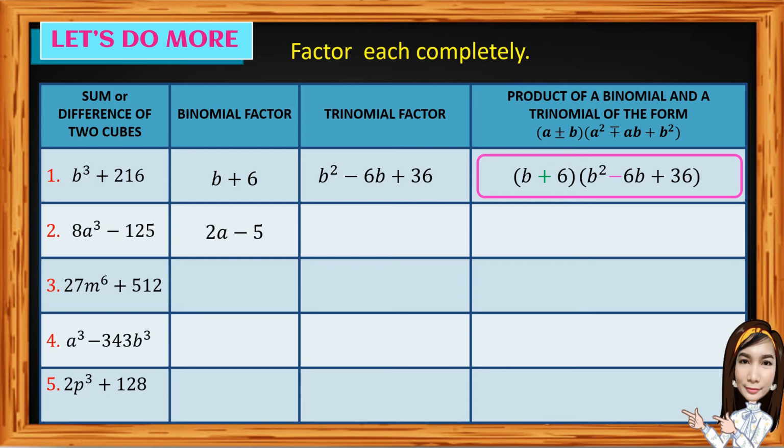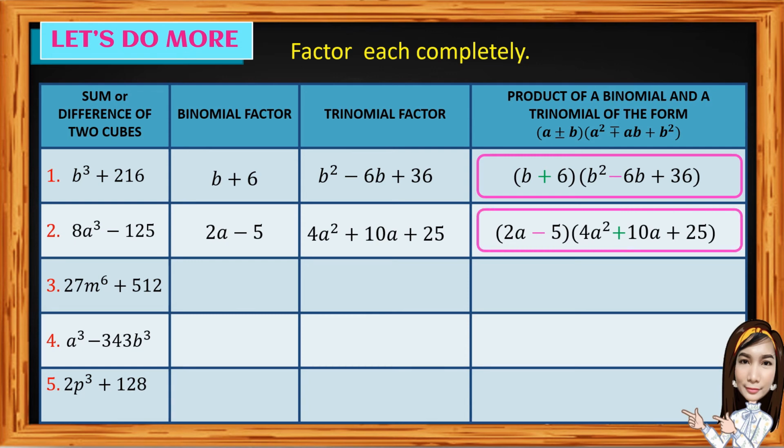Then for the trinomial factor, the opposite of minus is plus. Square the first term, 2a, we have 4a squared. Then multiply the first and the last, 2a times 5, we have 10a. Then square the last term, 5 squared is equal to 25. So the factored form is the quantity of 2a minus 5 times the quantity of 4a squared plus 10a plus 25.